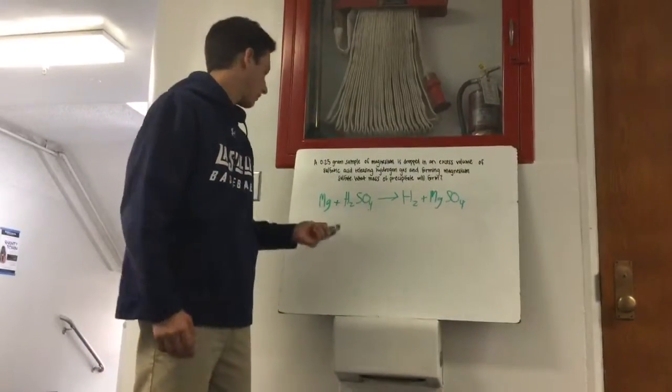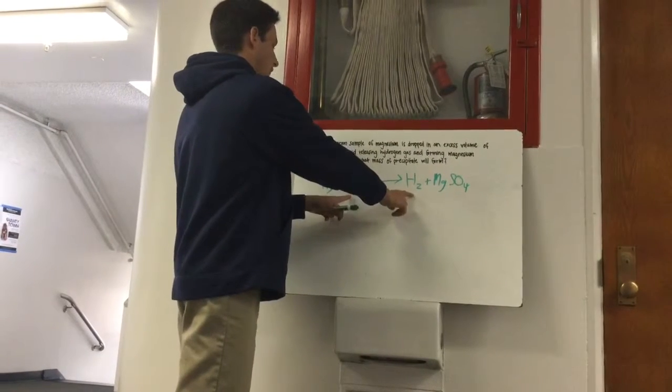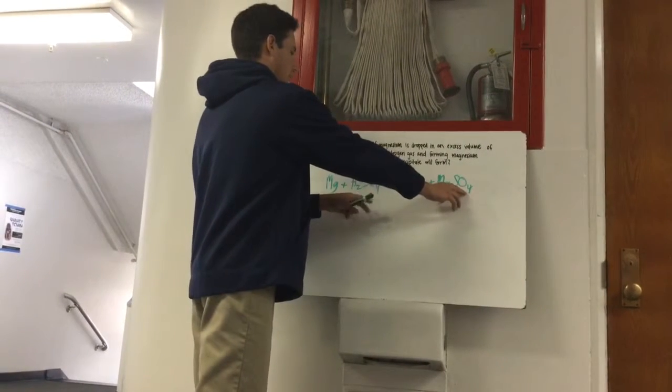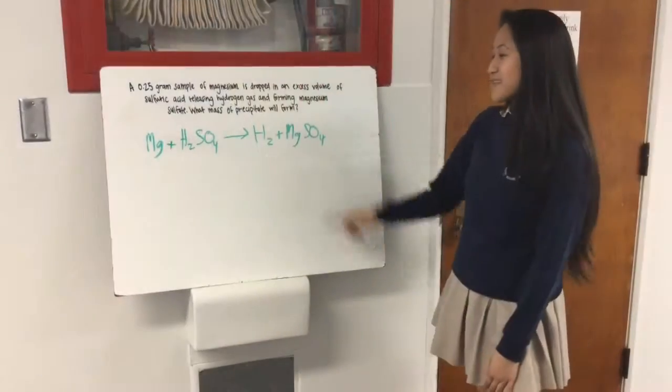We got lucky. This equation's already balanced because there's 1 of magnesium on each side, 2 of hydrogen, and 1 of each SO4 on each side. So this equation's already balanced. What do we need to figure out the mass of this?